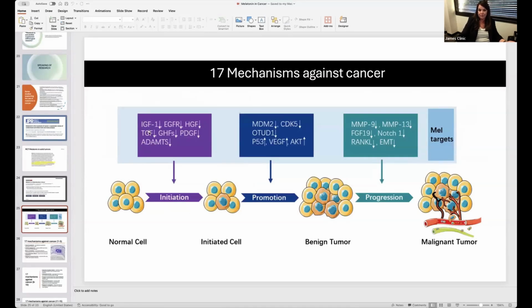IGF-1, this is insulin-like growth factor 1, EGFR, what else? P53, this is a tumor suppressor gene. It upregulates that. It upregulates VEGF. It reduces MMP9. This is an inflammatory gene. So we see a lot of different targets for flipping those light switches on and off in a good direction, as these are the changes that we see as tumors grow. This is what it gets targeted.